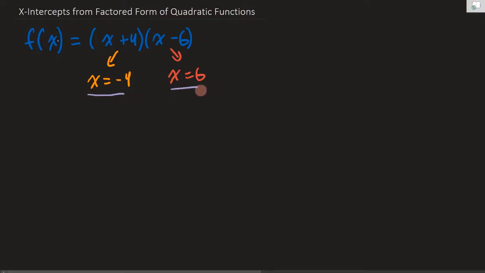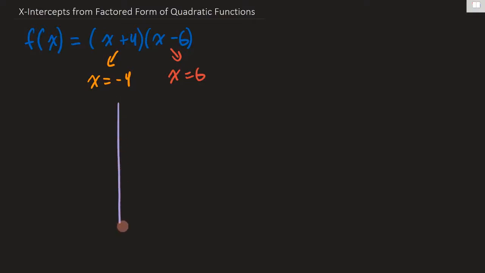How do we turn these two values here into points on a graph? The idea is that negative 4 is an x value, and our function, remember, spits out y values. So negative 4 is a zero of this function, which means it's going to make the function give us a value of 0. So negative 4 comma 0 is going to be one point, and 6 comma 0 is going to be the next point.